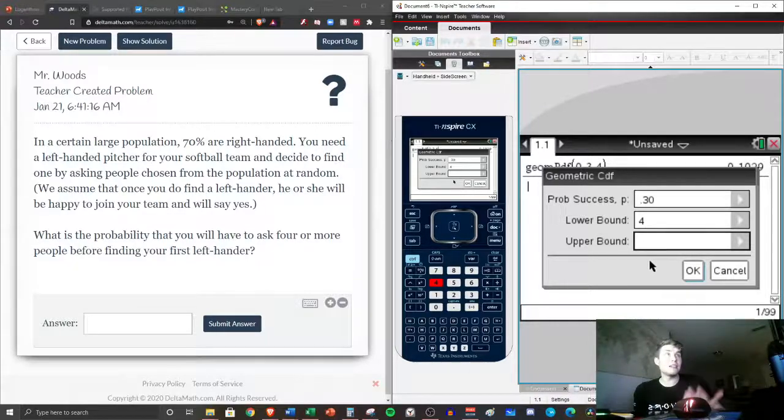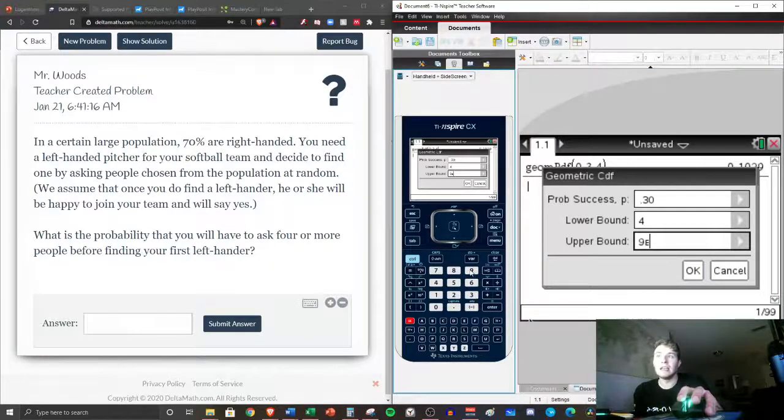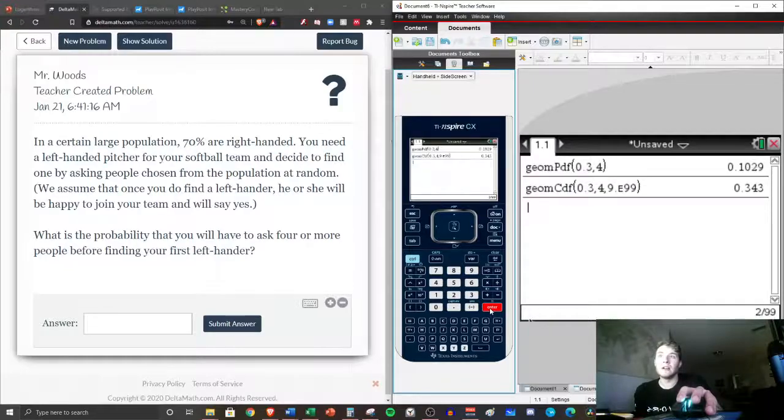Well, this technically could never end. So our way of typing in that, which is infinity, is 9E99. You hit enter. There's your probability that it's going to take 4 or more people. So 34% chance that happens. So it is more likely that you'll find a left-hander before that.